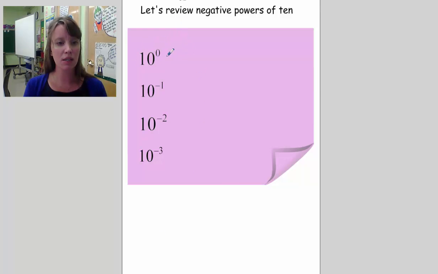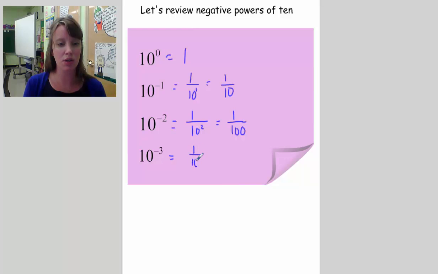So 10 to the 0 power, now again using our exponent rules, anything to the 0 power is 1. So 10 to the 0 power is just 1. Okay, 10 to the negative 1, well that's going to be 1 over 10 to the first power, which will just be 1/10. Okay. 10 to the negative 2, that's 1 over 10 squared or 1/100. Okay. 10 to the negative 3 is 1 over 10 to the third, so it's 1,000th.